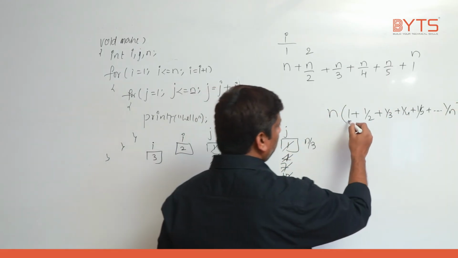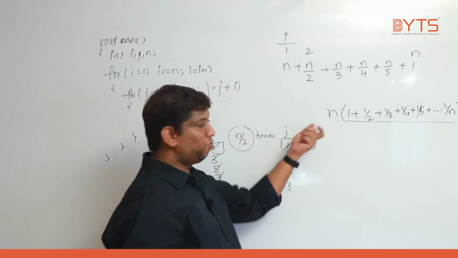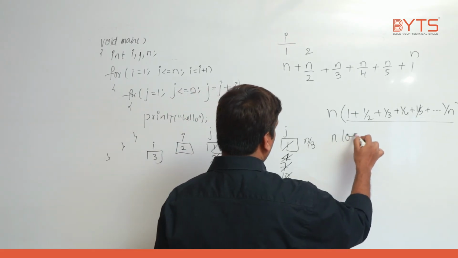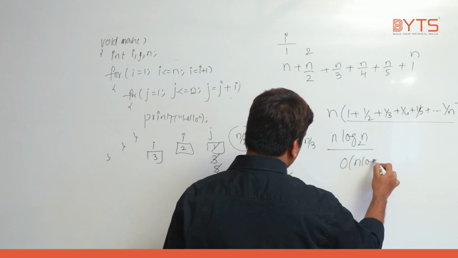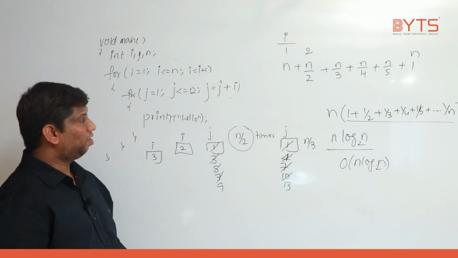So what is the value of this one? 1 plus 1 by 2 plus 1 by 3 plus 1 by 4. If you perform some combinations or use a formula we already have, what is that value? Log n. So this loop repeated how many times? O of log n base 2. That's all. If you don't understand, try to understand.